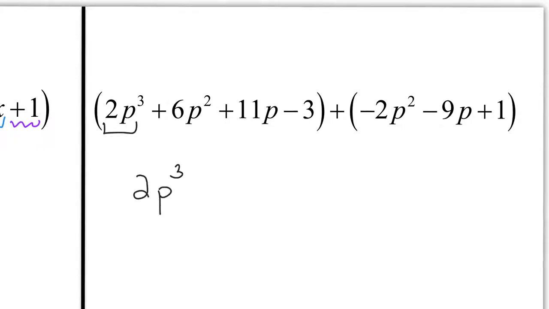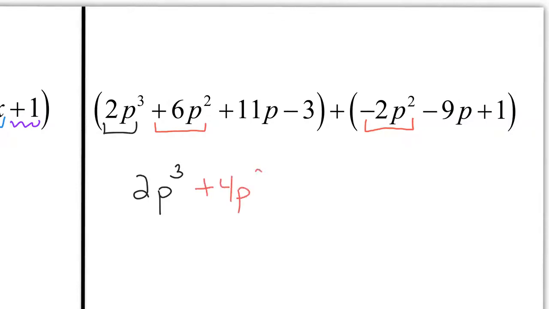That's the only one we have, but you need it in your answer. And that's the highest one we start with. Then I go to the squares. So I do have a positive 6p squared plus a negative 2p squared. Remember, a positive plus a negative. Positive 6 is the same thing as a minus 2. You don't have to say plus negative. You just say 6 minus 2. That's going to be positive 4.